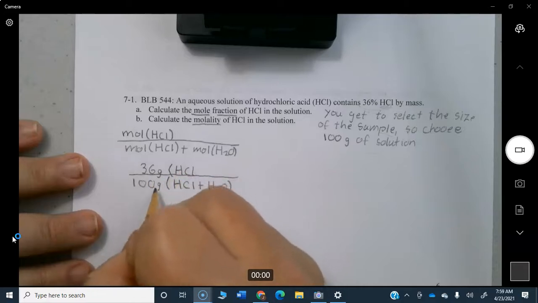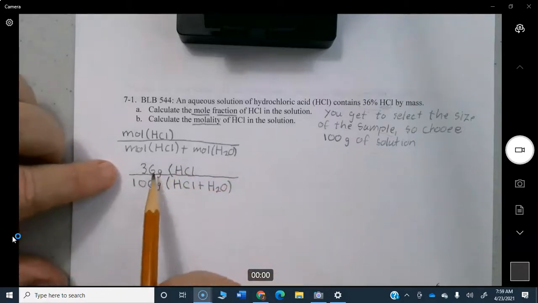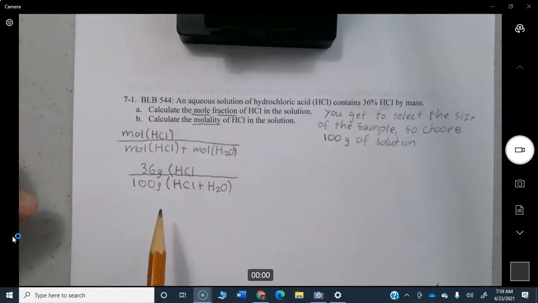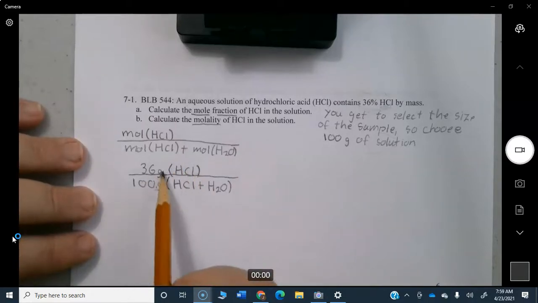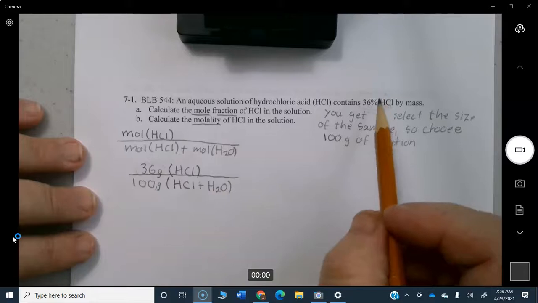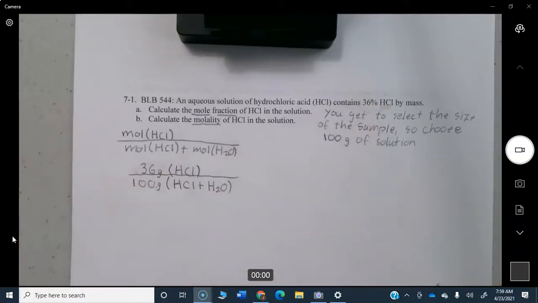You could have picked any two numbers where this over this is going to be 36%. But let's pick the obvious one, 100, because it's an easy number to work with. That means the number of grams of your solute is always going to be the same number as that percent like that. So that's how you always deal with a mass percent when they give you a mass percent. You convert it into grams over grams, because that's what mass percent is.